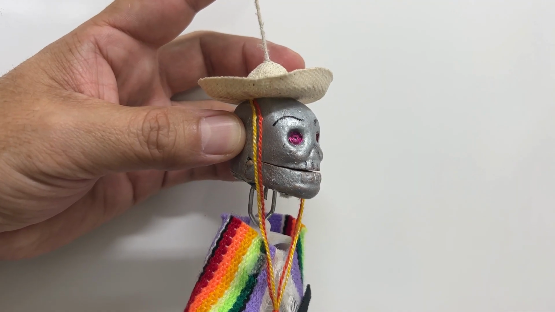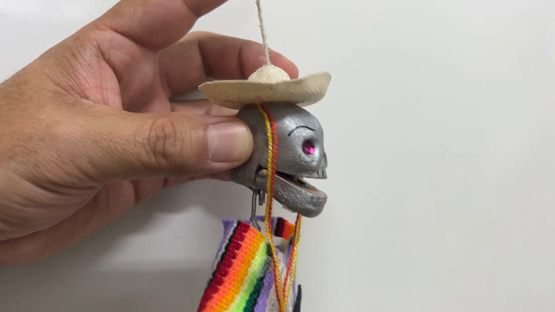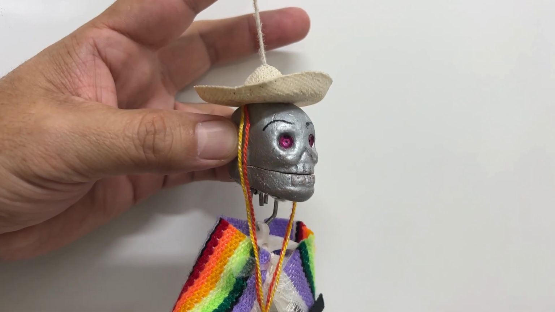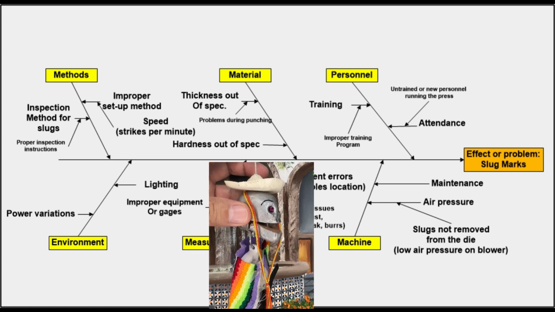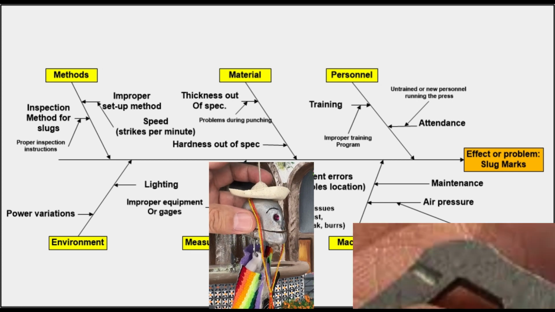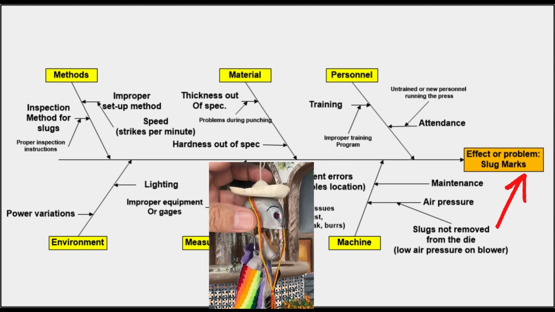Juan-Juan, can you give us some examples of fishbone diagrams? Yes, indeed. This is an example from a metal stamping company that was having problems with the slug marks in the product.